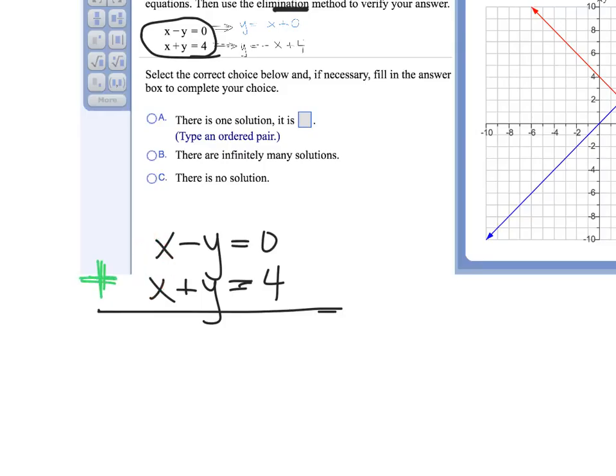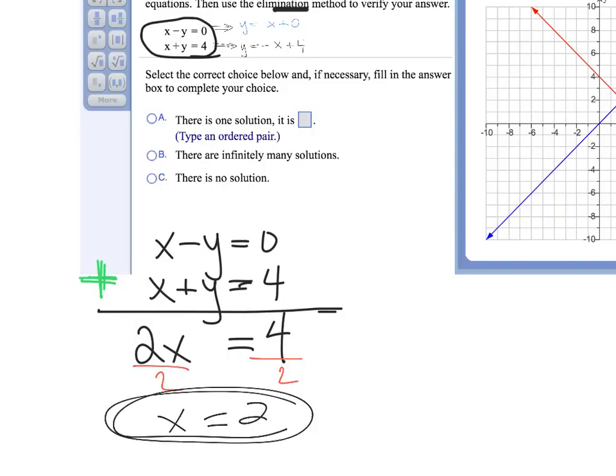So x plus x gives us 2x. The y's cancel out because negative y plus y, they cancel out. And then 0 plus 4 equals 4. So now we have 2x is equal to 4, so we divide both sides by 2, and that means x is equal to 2.